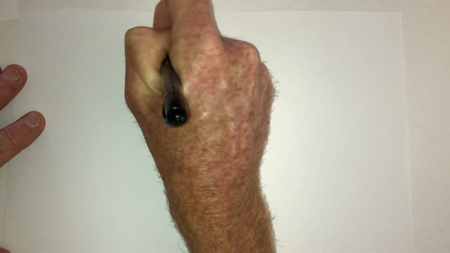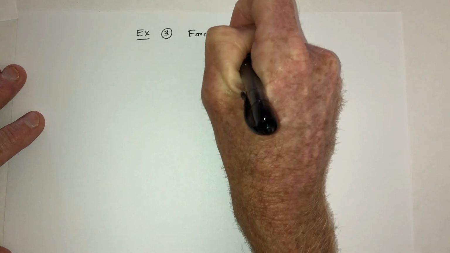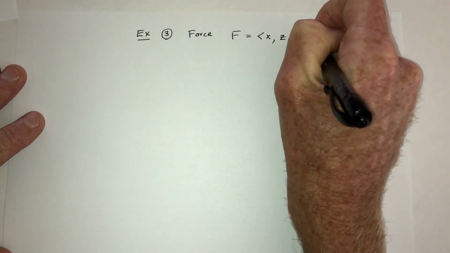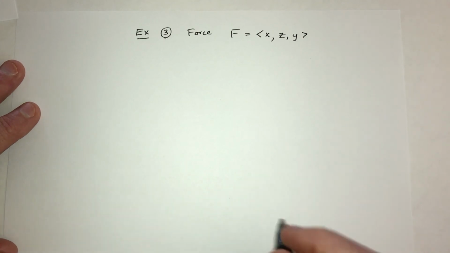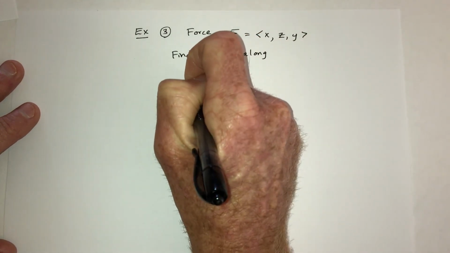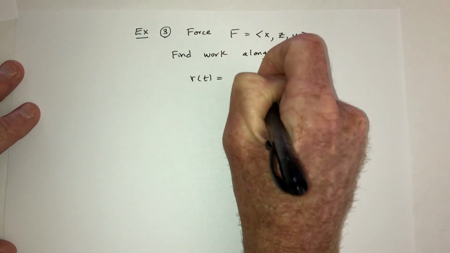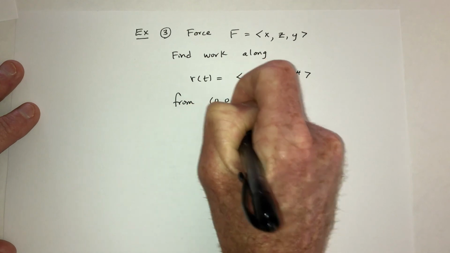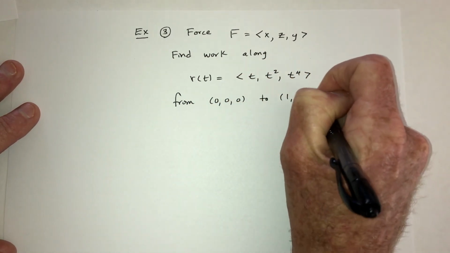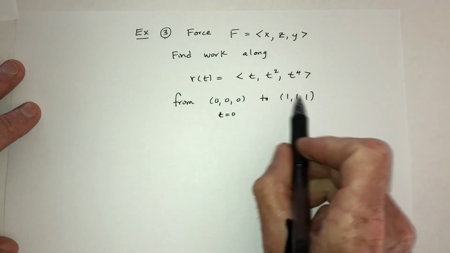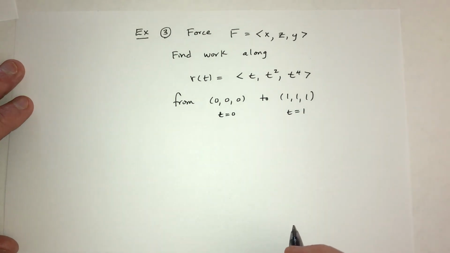So for example, number 3, the force is given by this vector valued function. And we're just keeping it simple for right now. So then find the work along this path. It's going to be t, t squared, t to the 4th, from the origin to 1, 1, 1. So this means t equals 0, because then it would be 0, 0, and 0, and this one means t equals 1. So we're going to be integrating from 0 to 1.